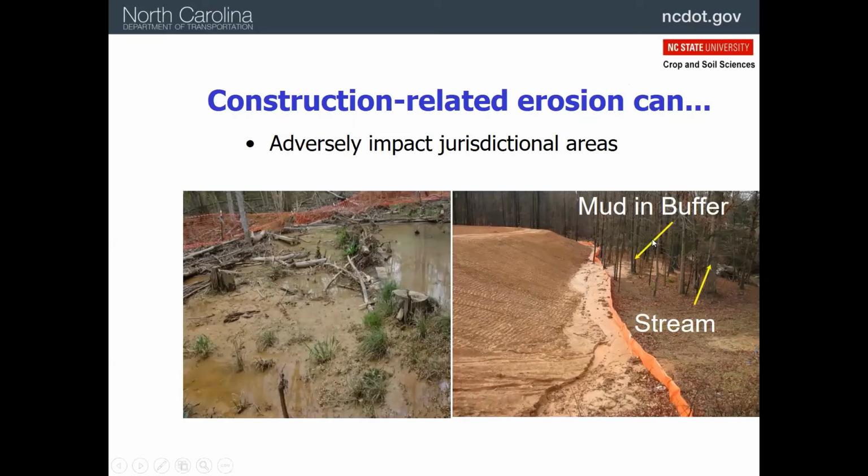And typically, in order to come back into compliance, agencies will force you to go out with buckets and pick up all that mud and get it back onto your project. So you can imagine a team in these areas having to shovel all this out, because you can't put equipment into these jurisdictional areas. So it's going to have to be done by hand.